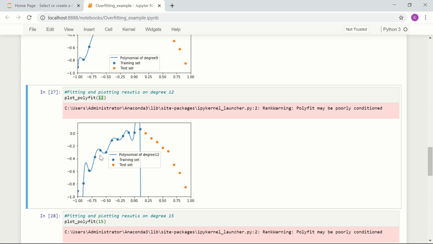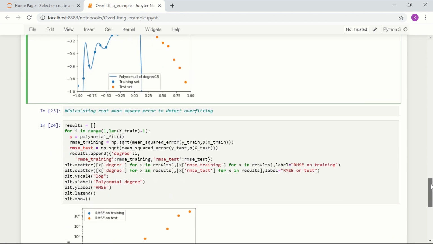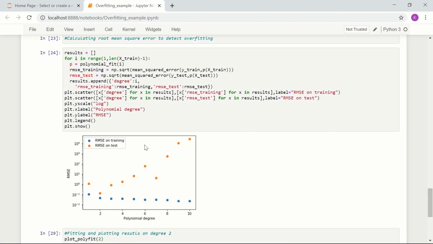A curve exactly passing through each of the training data points and not covering even a single point of testing data. Here overfitting has happened. Similarly, if we go on increasing the power of the model, the overfitting is still there. We can detect this overfitting with the error, as we talked about. The yellow dots represent the root mean square error on testing data, and the blue dots represent the root mean square error on training data.